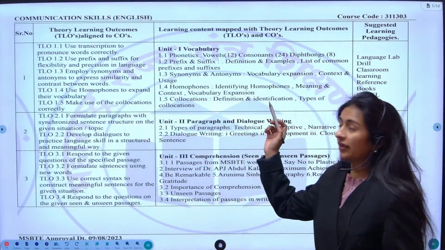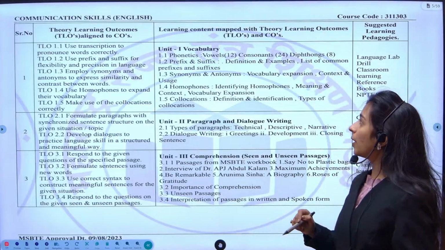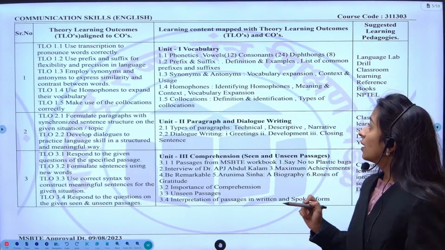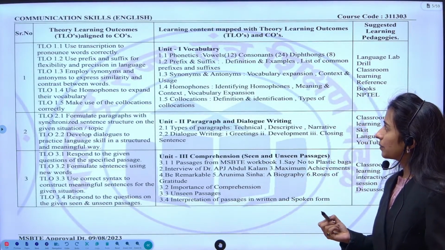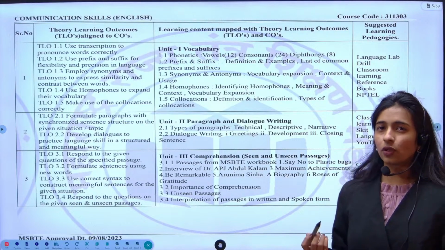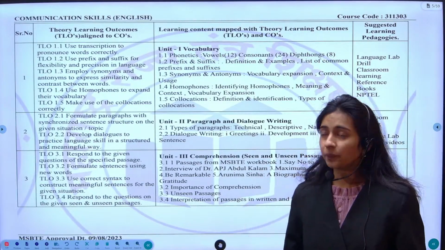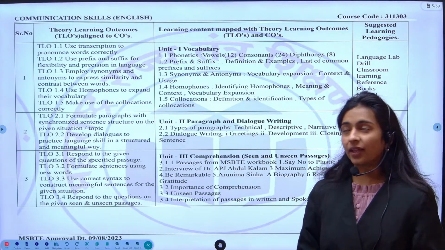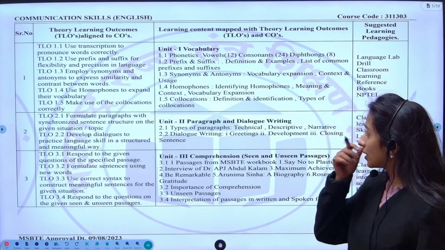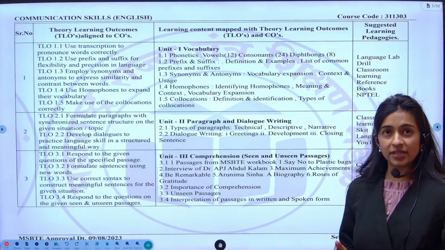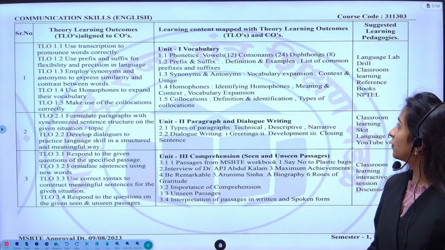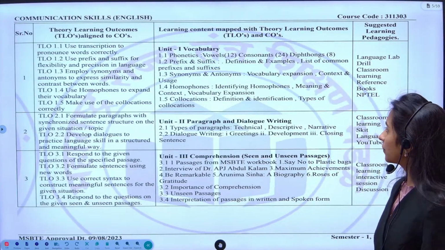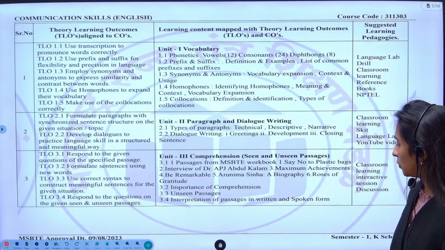So Unit 1 is all about your vocabulary. First is phonetics. Phonetics is all about how you pronounce the word. So your pronunciation is really, really important when you are speaking in English. So there are vowels, consonants and diphthongs. These are in your first 1.1, Unit 1.